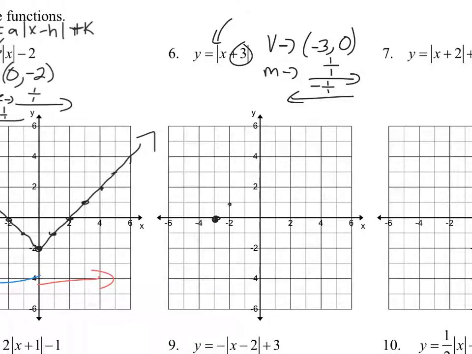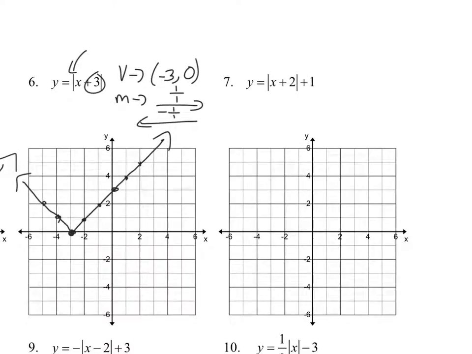So that would be 1 over 1. Go up 1 to the right one, up 1 to the right one. And as we're going to the left, we go up 1 to the left one, up 1 to the left one. And that would be the graph of this absolute value function.